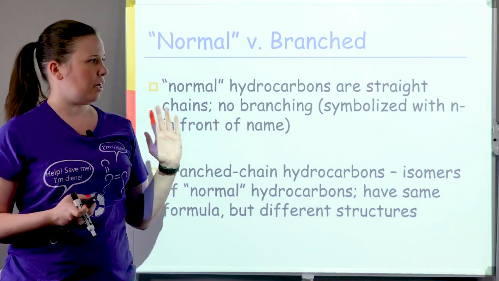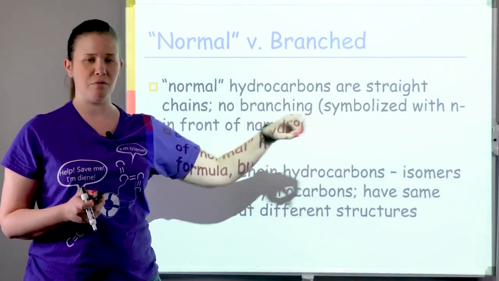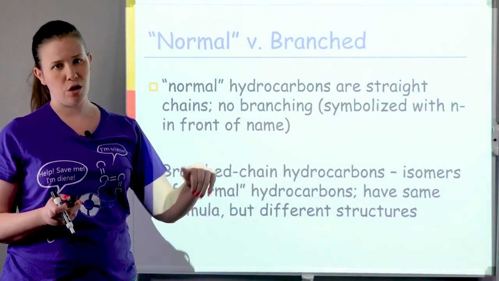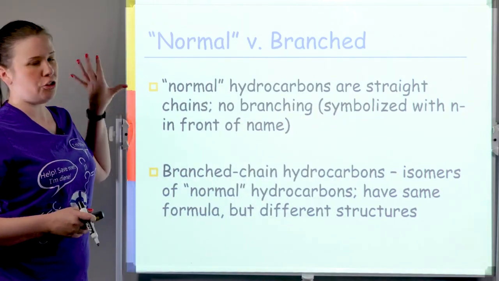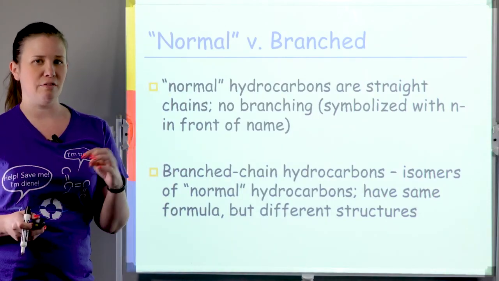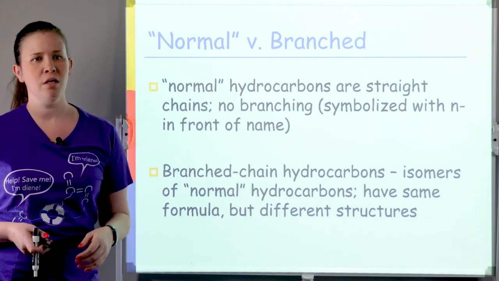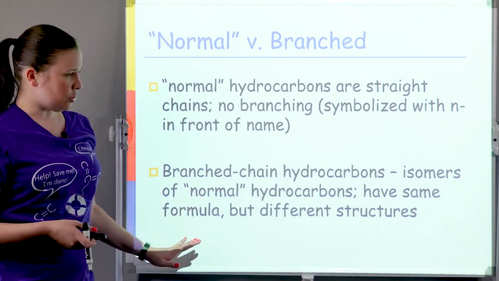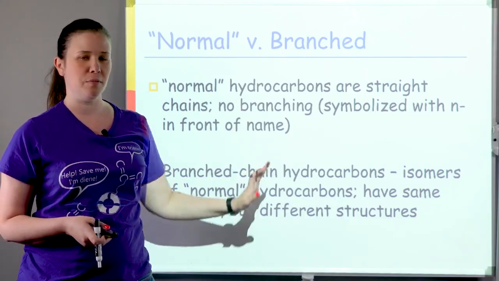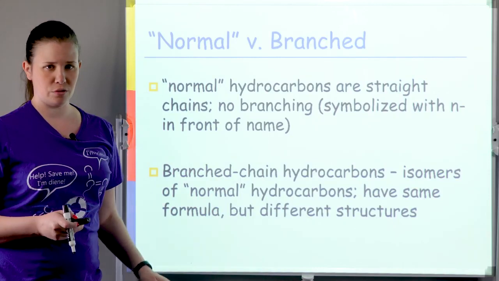We can actually have hydrocarbons that are not only in a straight chain like all the ones that we've looked at, but they can also branch off. So if they're in a straight chain, we call them normal hydrocarbons. And you can actually put an N in front of the name to emphasize that this would be just that normal straight chain. Or we could have branches, and then we're going to have to be able to name and number the branches. These are going to produce different structures.